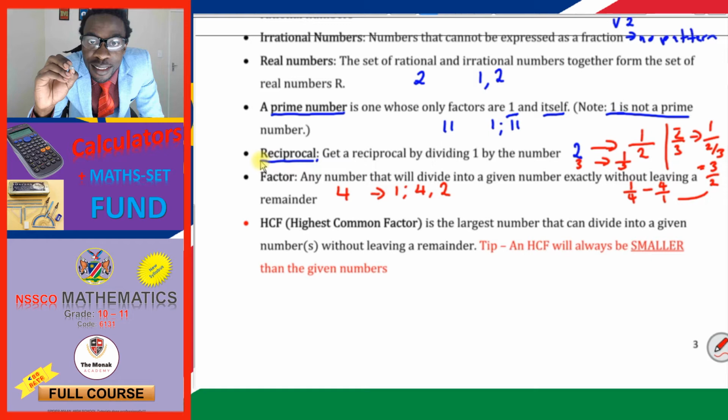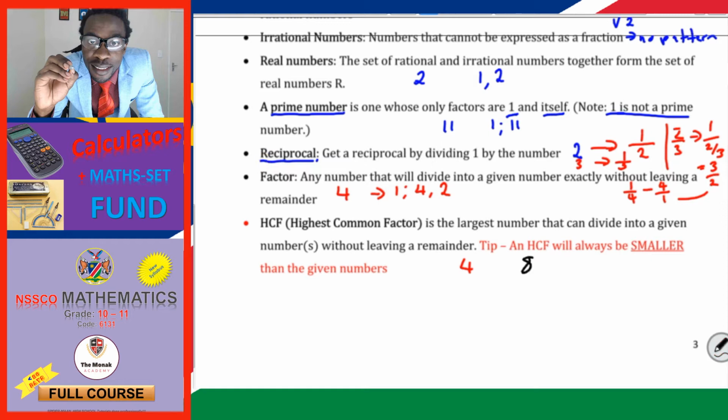Now, let's look at the highest common factor. Sometimes a number has more than one factor, and you want to know what number goes into both. Usually when you are given 2 numbers and you want to know what number can go into both without leaving a remainder, but the highest of them. The simplest example I'll give you is a number like 4 and a number like 8.